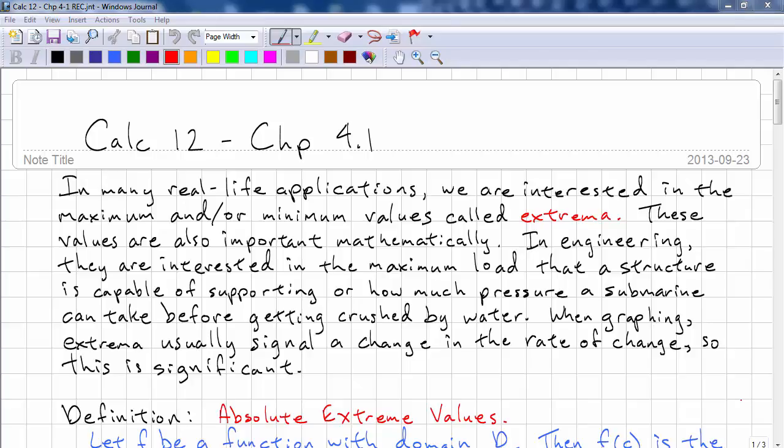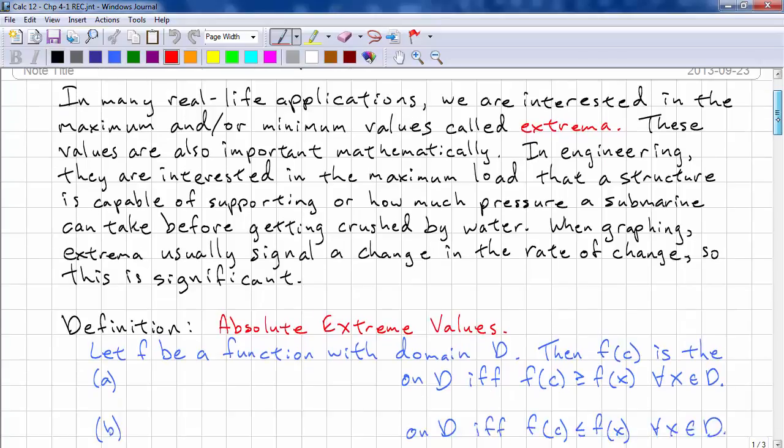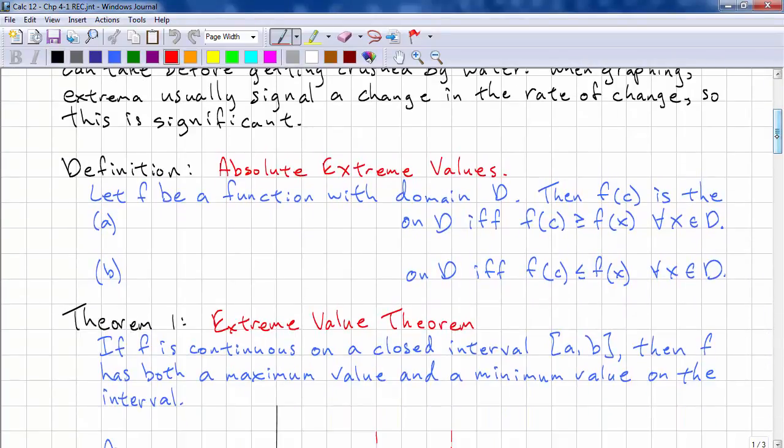The values are also important mathematically. In engineering, they are interested in the maximum load of a structure that it's capable of supporting, or how much pressure a submarine can take before it gets crushed by water. When graphing, extrema usually signal a change in the rate of change, so this is significant. So let's learn some definitions.